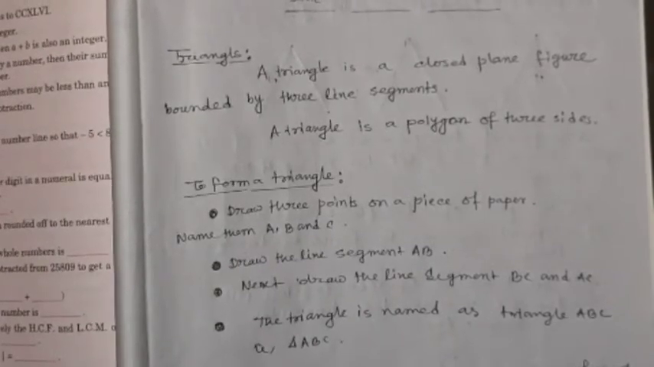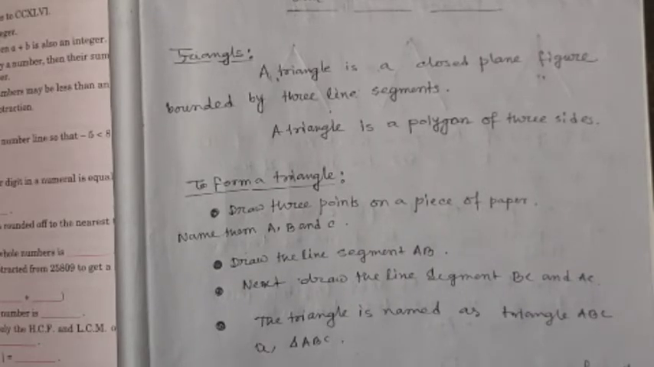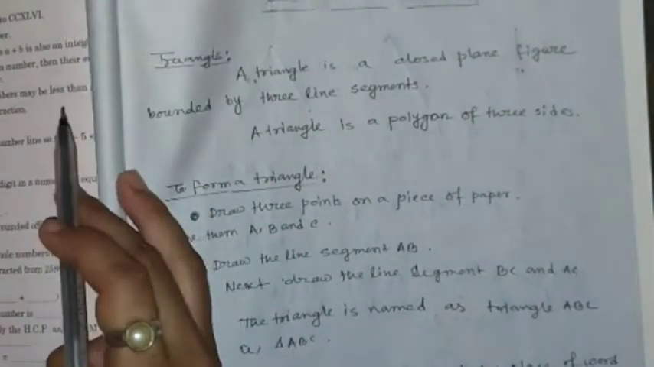All know that we are going through chapter number 5, that is basic geometrical ideas, and we have already discussed some topic from this chapter. Today we are going to learn about some closed figures. First we will learn about triangle.